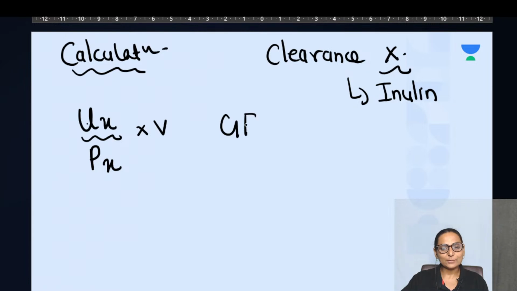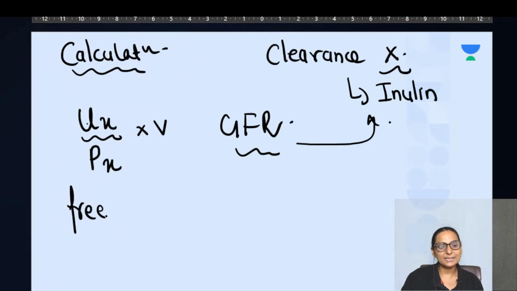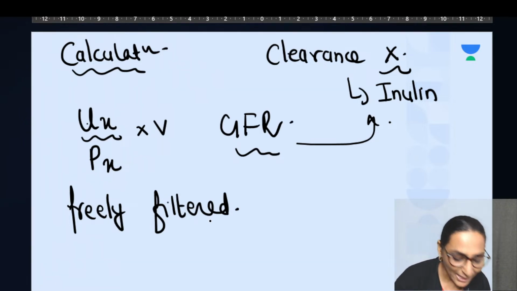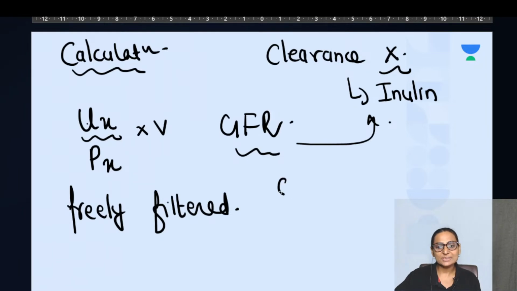Now, whenever we have to calculate GFR, we always say that the gold standard is inulin, right? The gold standard is inulin, because inulin is a substance that is only freely filtered. It is neither reabsorbed nor it is secreted, right? It is not metabolized. It is not toxic. It is not going to hamper the blood level in any kind. ठीक है? But practically what we use is creatinine.